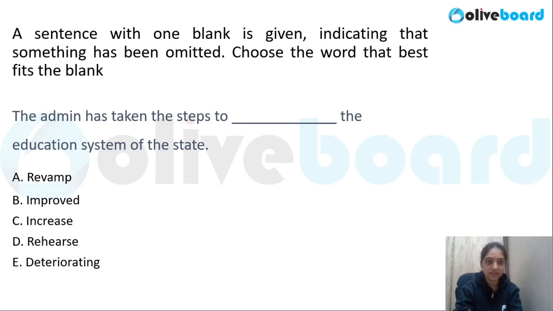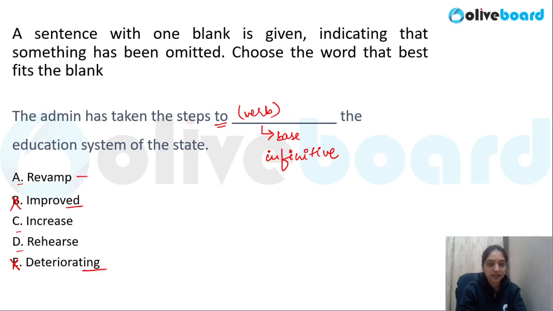The sentence says the admin has taken the steps to dash the education system. It means the admin has taken steps to do something about the education system of the state. Now, here the blank is preceded by to, which indicates that the verb in the blank must be used in the base form by the rule of infinitive. So, according to this, we can negate option B and E because B here is a past participle and E here is a present participle. So, this leaves us with options A, C, and D.